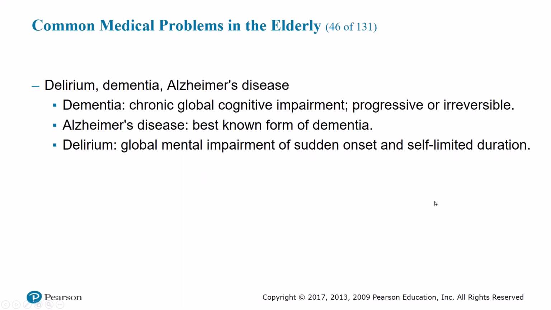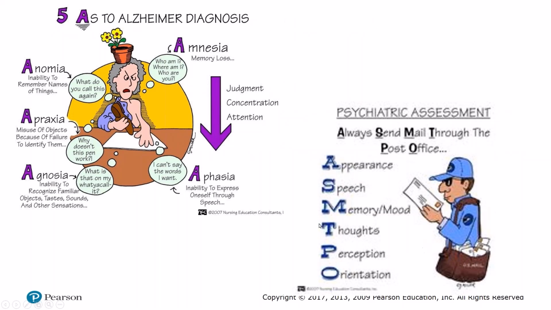Delirium typically is a global mental impairment that is of sudden onset, acute, and limited in duration. Typically, somebody's not taking their antipsychotics, somebody's having anxiety issues or something like that, whereas dementia and Alzheimer's tend to be progressive ultimately and irreversible at the end of that. I put over here the 5 A's of Alzheimer's: amnesia, aphasia, agnosia, apraxia, as well as anomia.